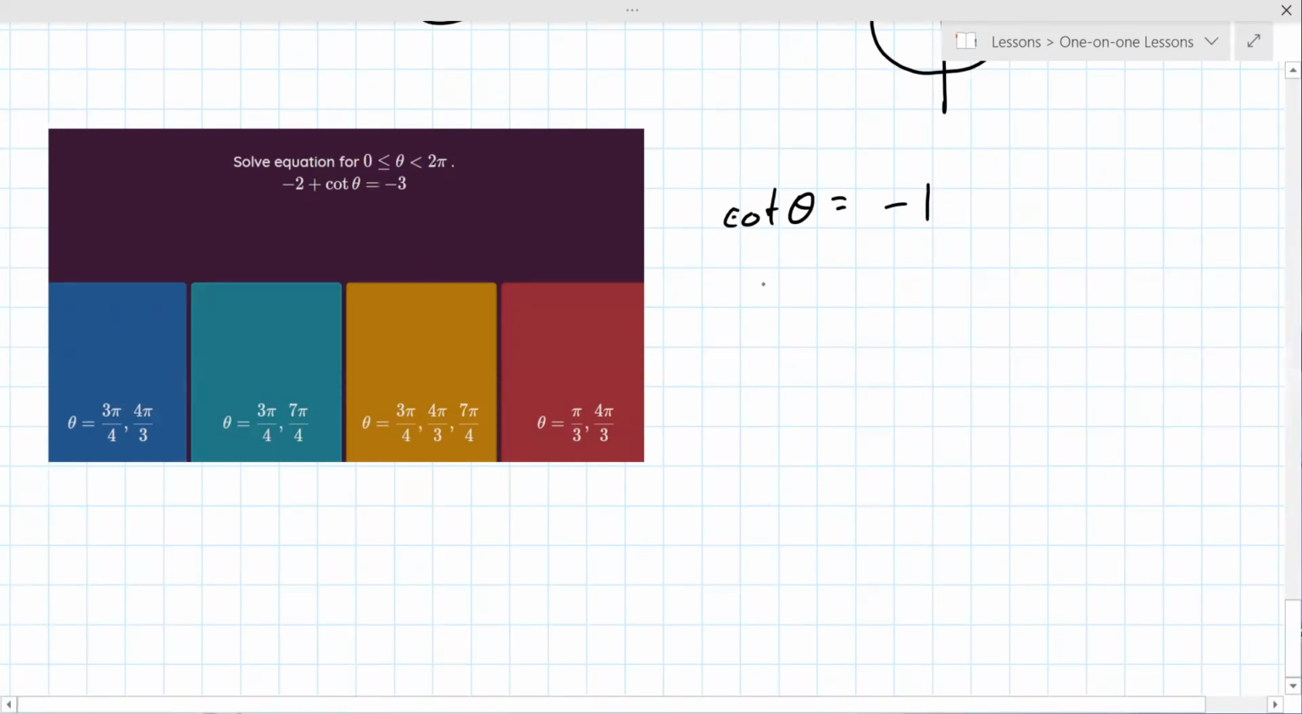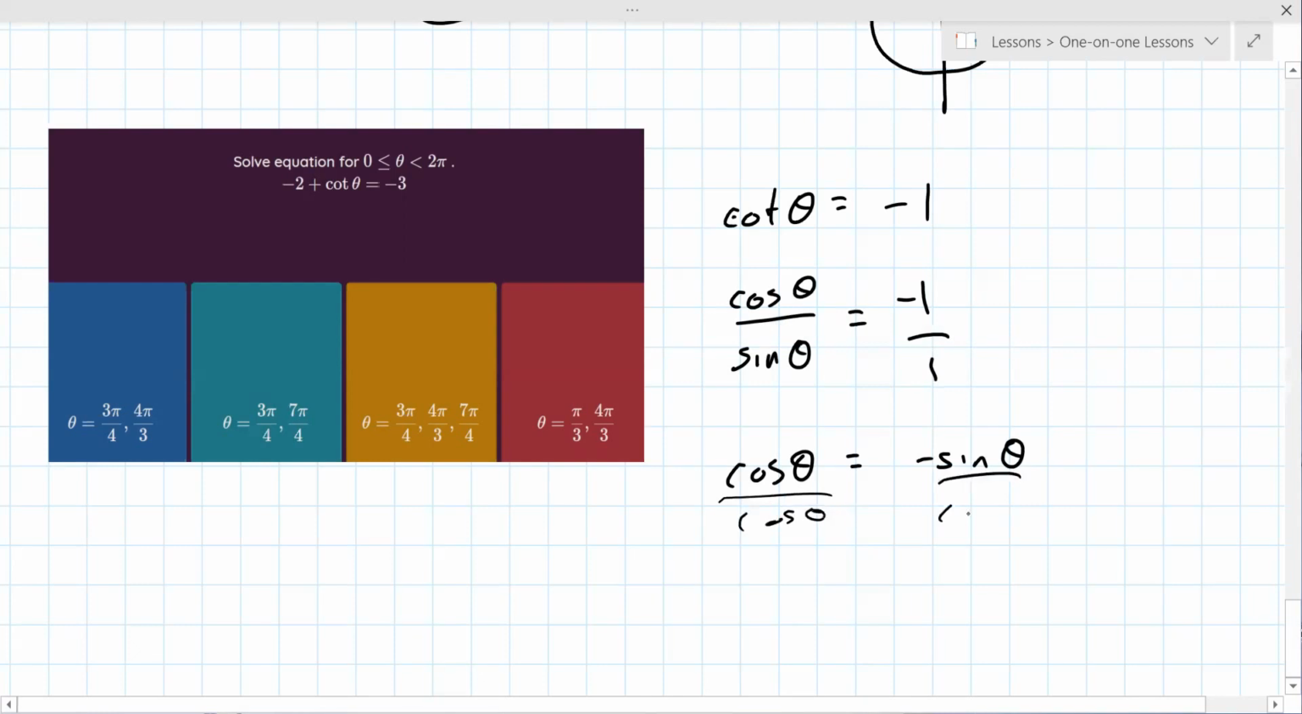So there's several things you can do. You could say, okay, cotangent is cosine theta over sine theta equals -1. True. So you could cross multiply here, and you could get cosine theta equals minus sine theta. You could divide both sides by cosine theta. And then you get 1 equals minus tangent theta. You can move the negative over, and you get -1 equals tangent theta. And these are the same.